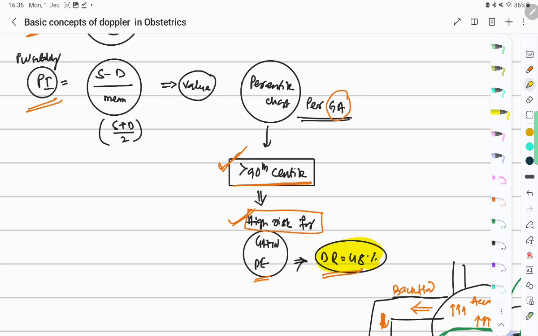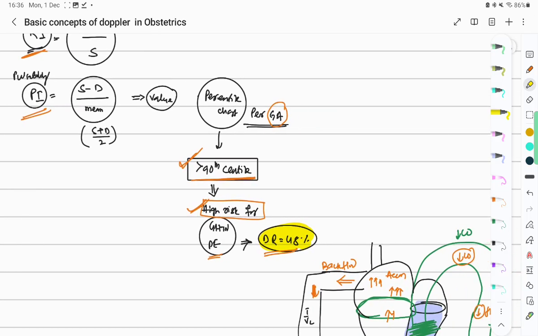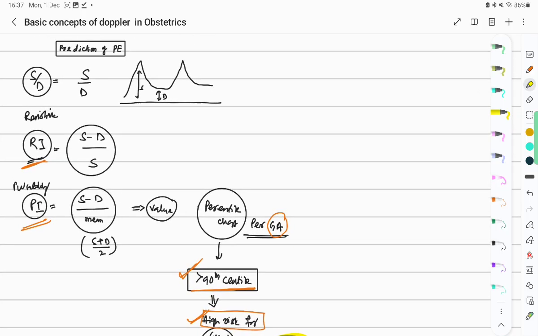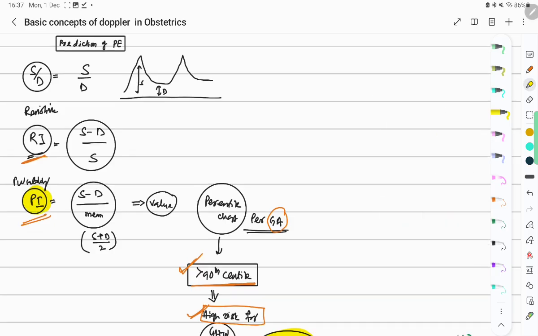So we will add aspirin 150 mg, low dose aspirin. Low dose aspirin means 150 mg before 12 weeks, and continue till 36 weeks of pregnancy. So this is all about the uterine artery Doppler and its use in first trimester pregnancy.